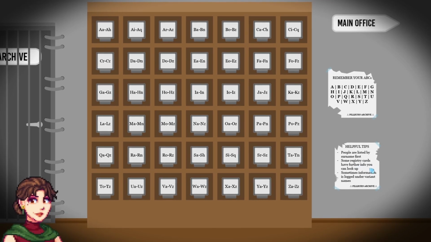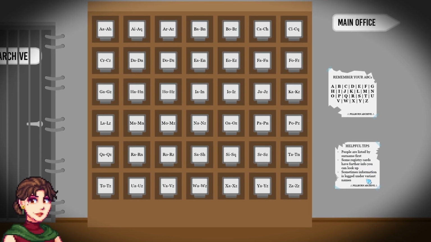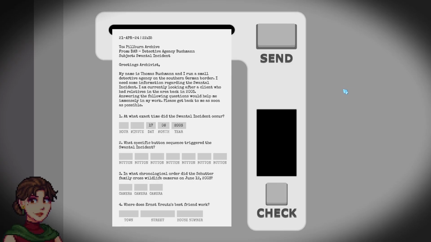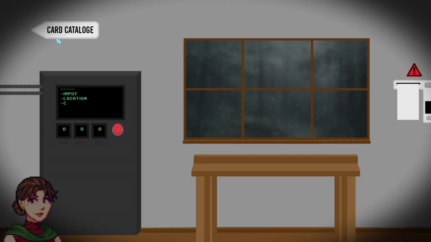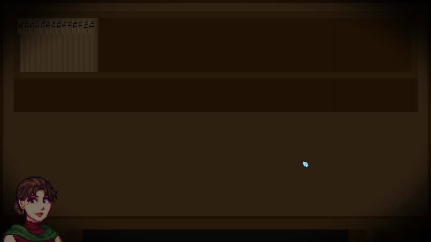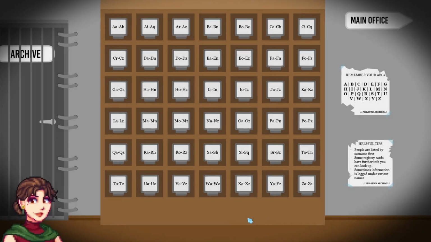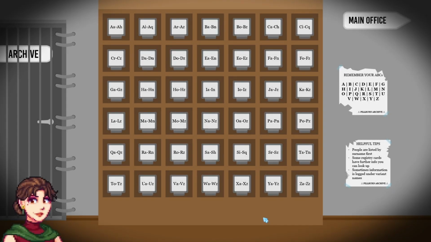Some regions cards have further info you can look up. Sometimes information is locked under variant names. What was his first name? Thomas. Oh, bro. No. Okay. Moving on. Chalk Cavern.